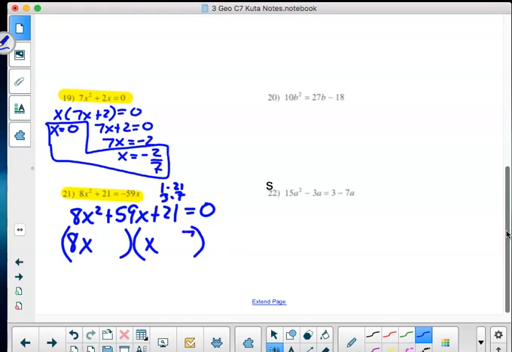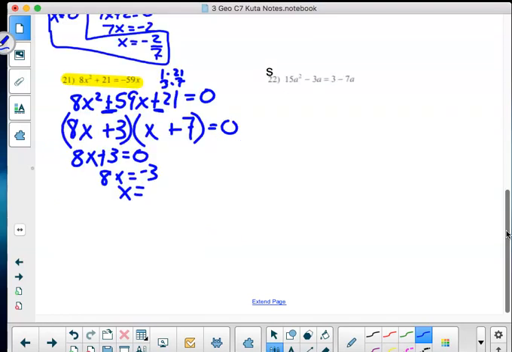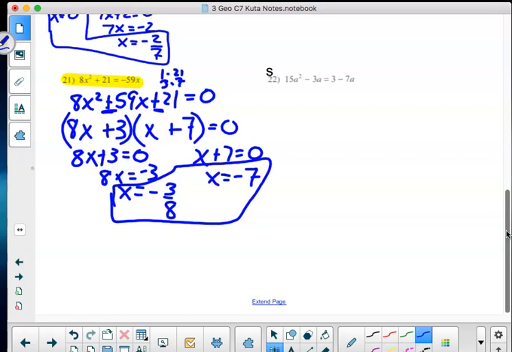So I've got 7 times 8 is going to give me 56. 3 times x gives me 3x. 56 plus 3 is 59. And they both have to be plus. So now 8x plus 3 is equal to 0. So 8x is equal to -3, and x is equal to -3/8. x plus 7 is equal to 0, and x is equal to -7. And those are my two answers. You guys try 22 and we'll see where things go. Go ahead.